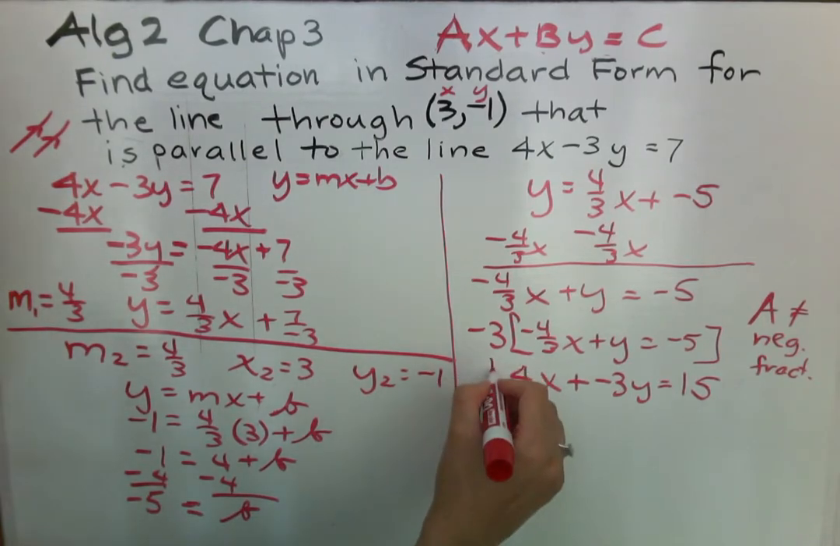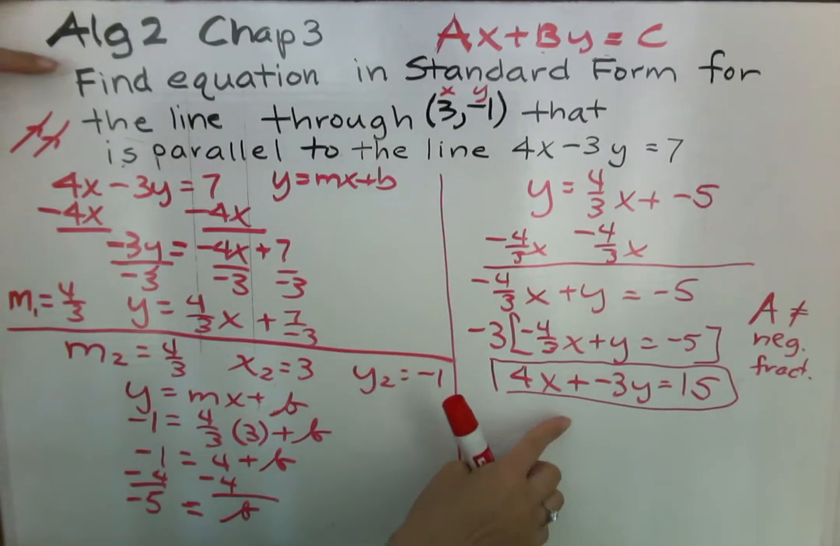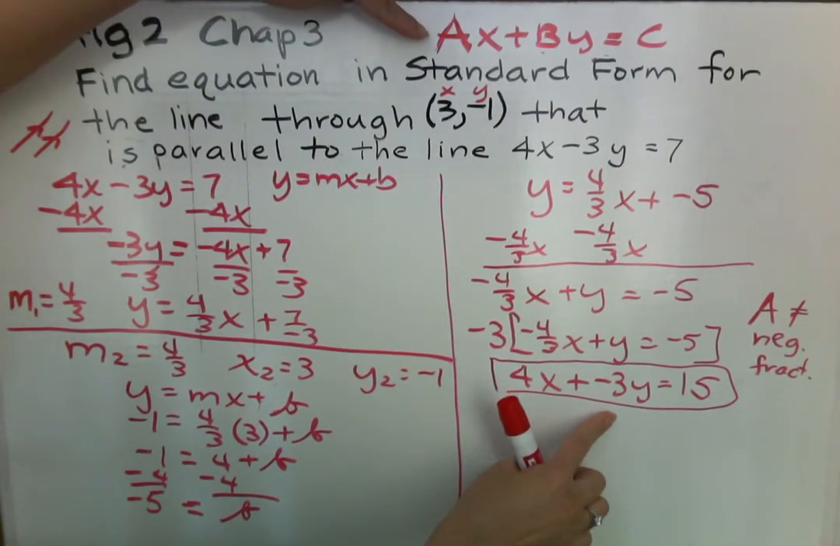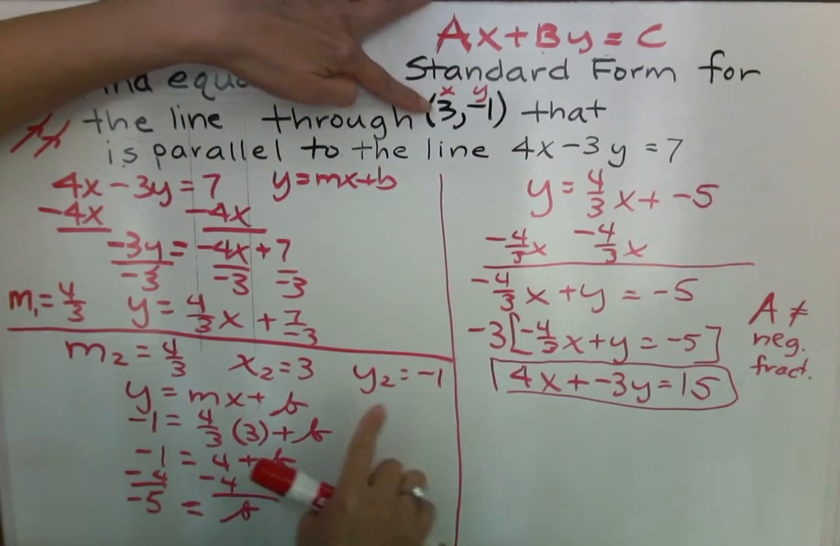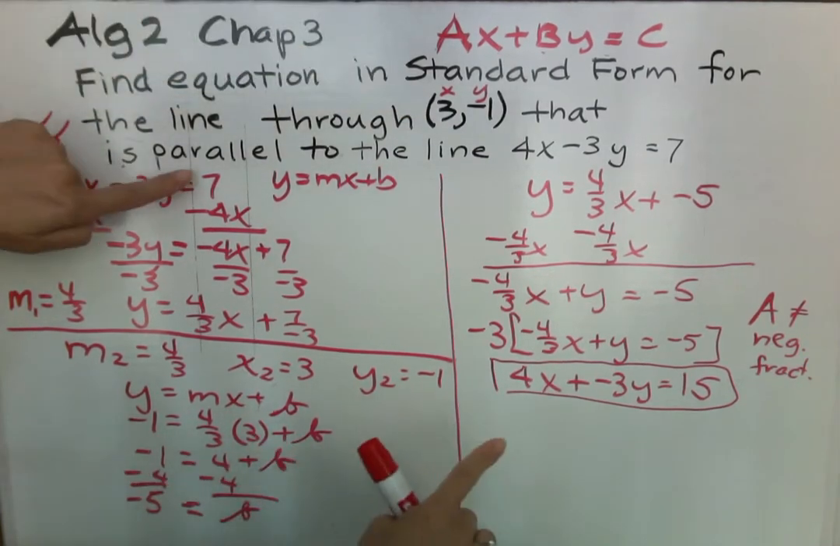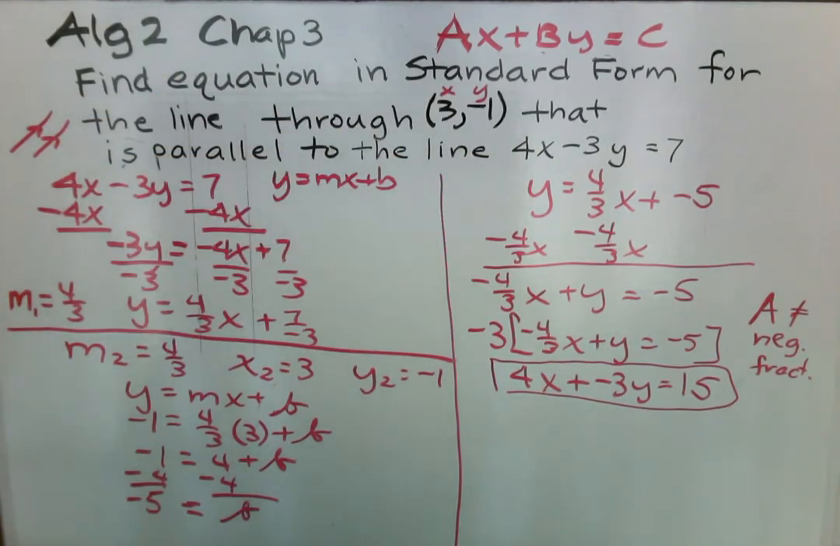So with all that work, we finally came up with an equation that is in standard form for the line where (3, -1) fits into this equation because we plugged it in. This is parallel to that equation.